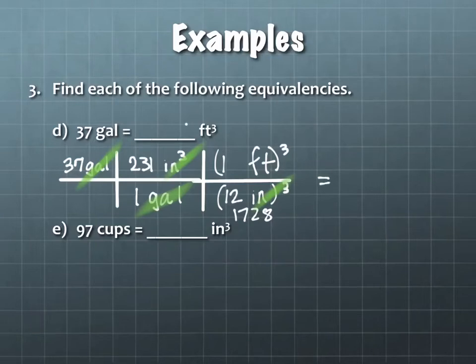And to 2 decimal points, I have 4.95. What are my units? Yeah, feet squared or square feet. I'm sorry, cubed. Cubic feet. There we go.